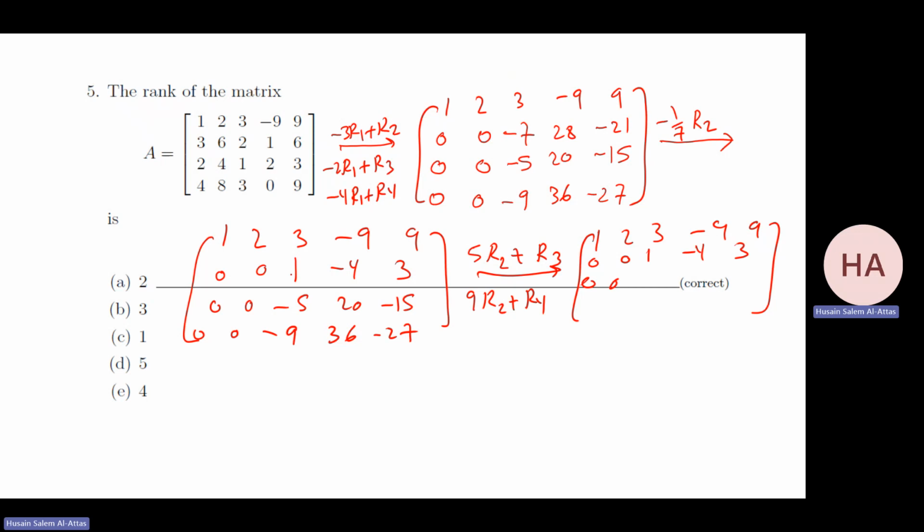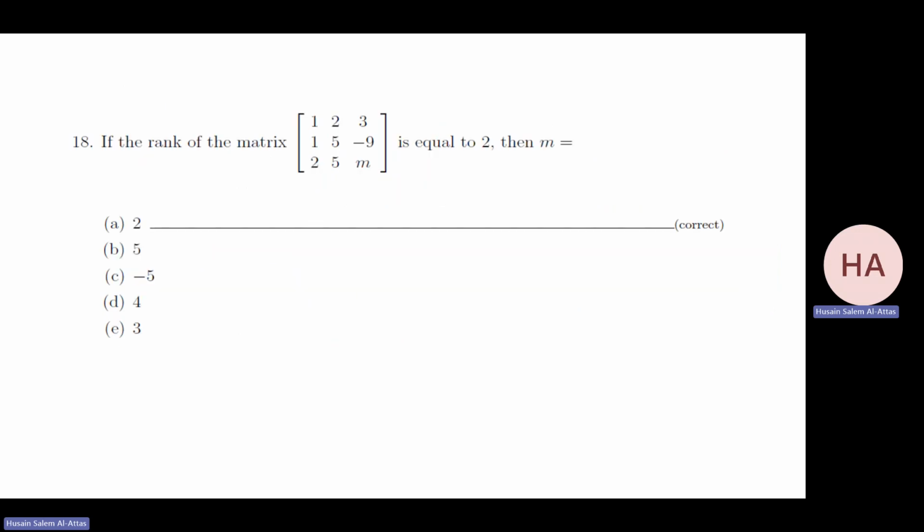0, 0. Multiply by 5 and add, that will be 0. By 9 and add, that will be 0. Minus 36 plus 36. 27 minus 27, that will be 0. So the rank of A will be 2, the number of non-zero rows or leading coefficients. Not the leading variable, the number of leading variables. If the rank is equal to 2, find M.